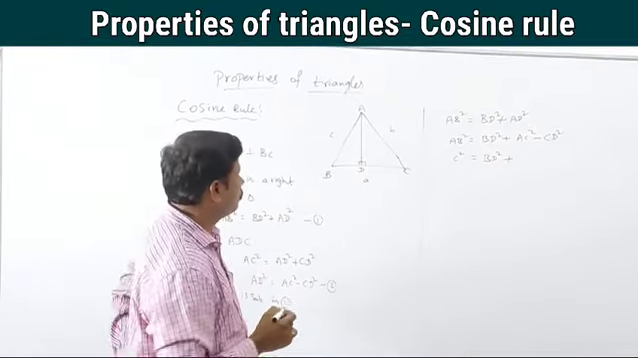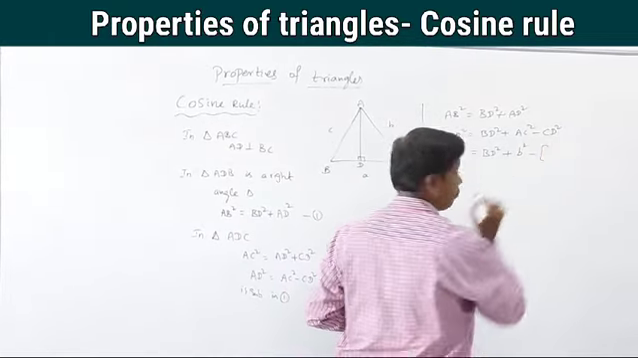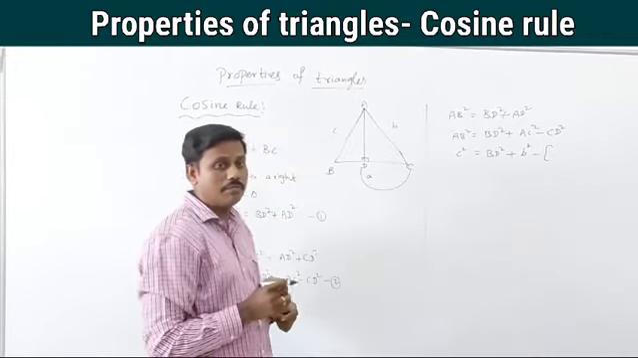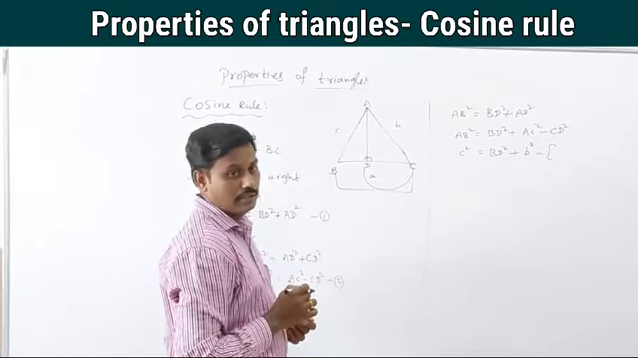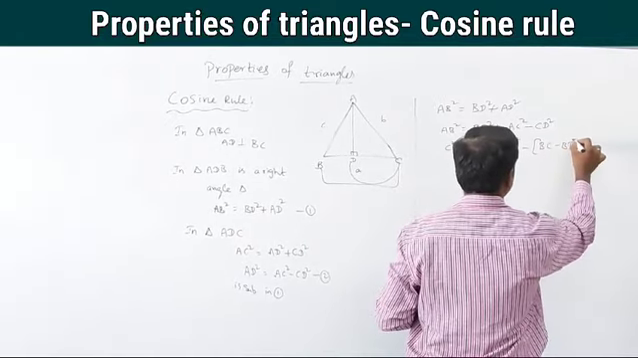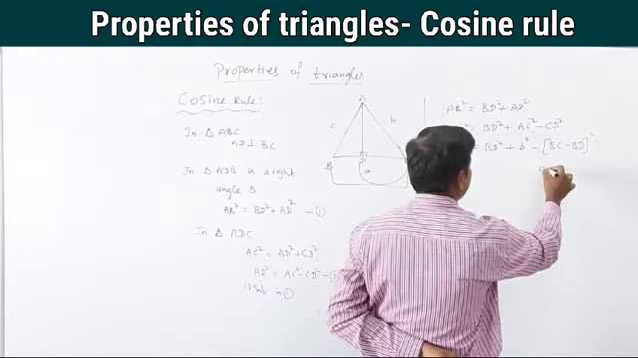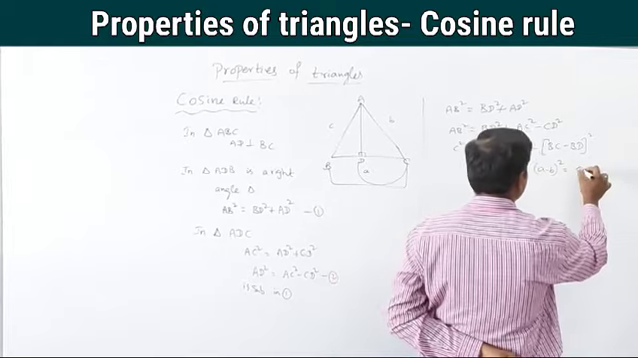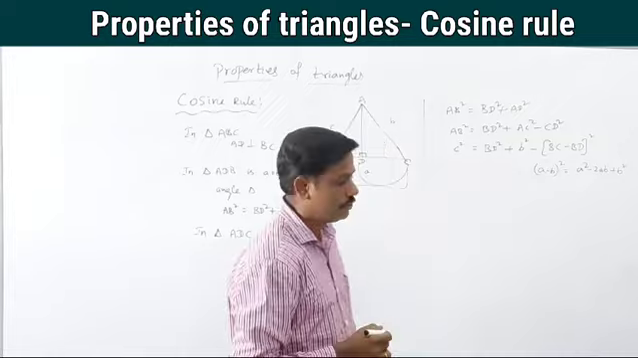Now AC square can be written as the length of BC square minus, now observe very clearly, CD can be written as BC minus BD. Now you remember one identity. What is the identity? A minus B whole square equal to A square minus 2AB plus B square. It is an algebraic identity.